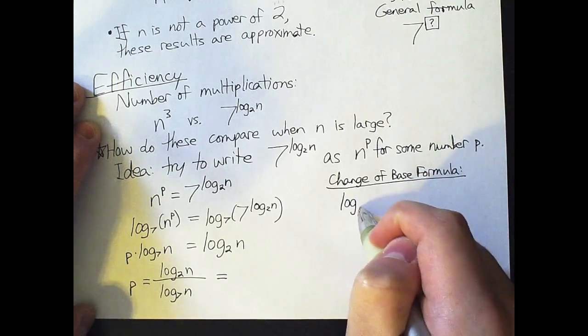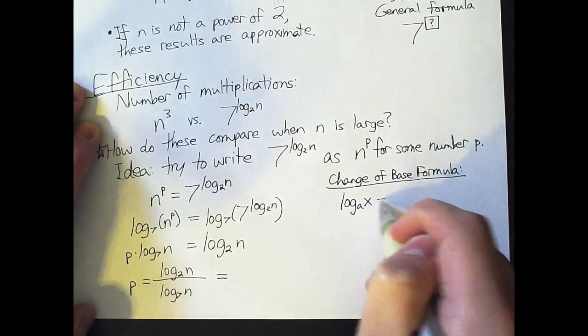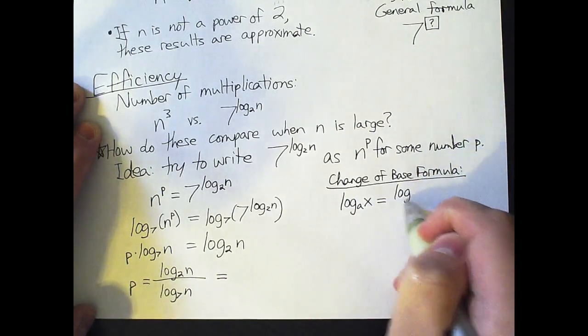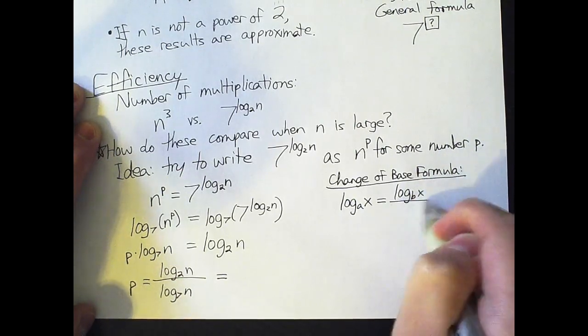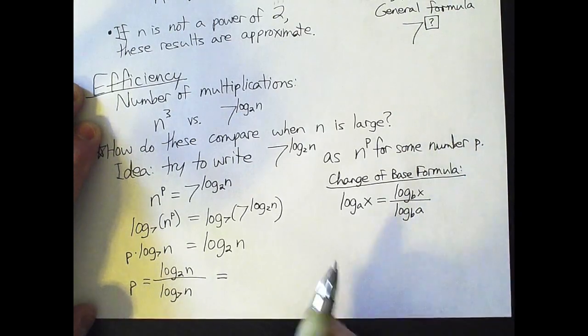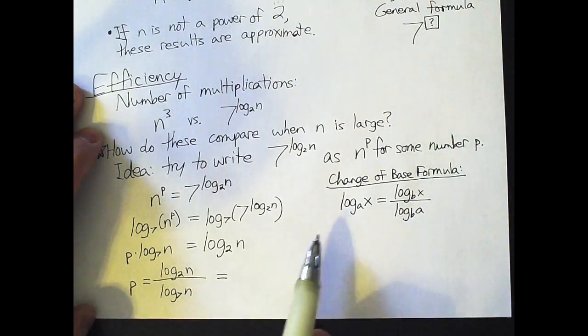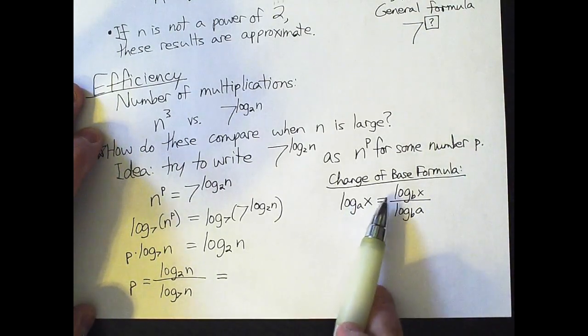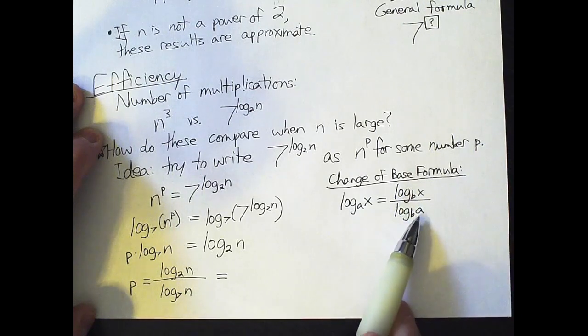The way that we usually say it in pre-calculus is something like this. This is a property of logarithms: log base a of x is equal to log base b of x over log base b of a.